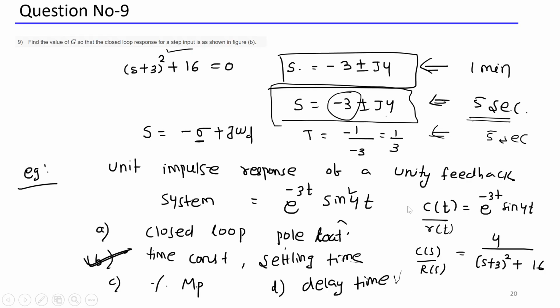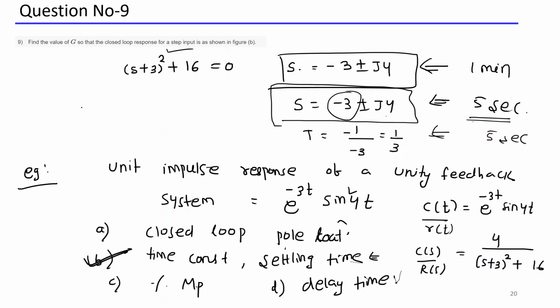Yes, sir. Now you got the time constant. Now settling time is nothing but 4 times the time constant. So multiply by 4 here, right, sir? Are you following, sir? Yes, sir. Now you tell me what the next part is asking: find out the damping factor, sir. In this equation, what is the damping factor?